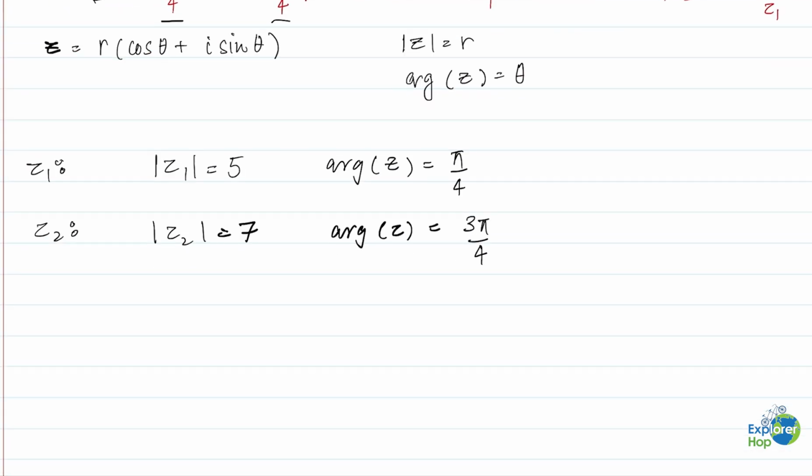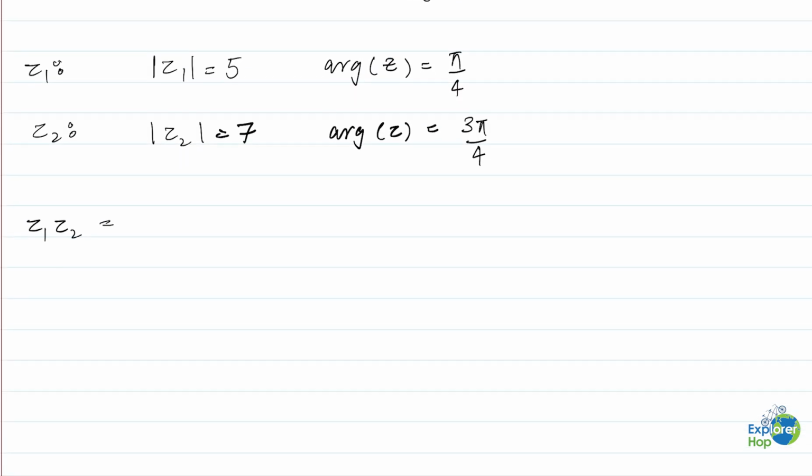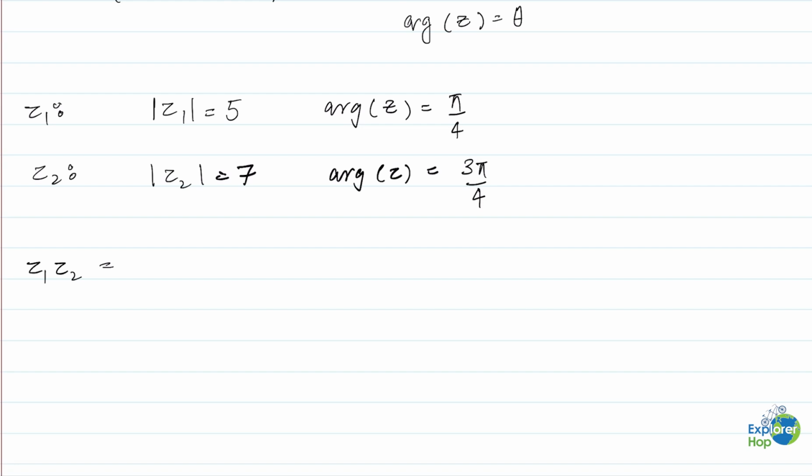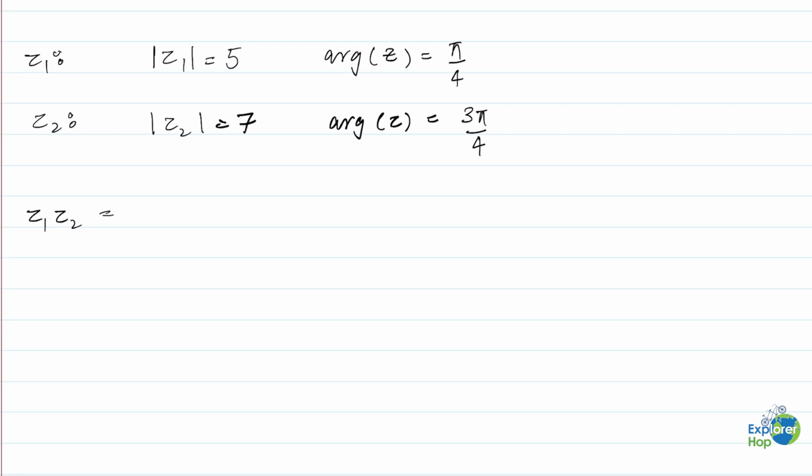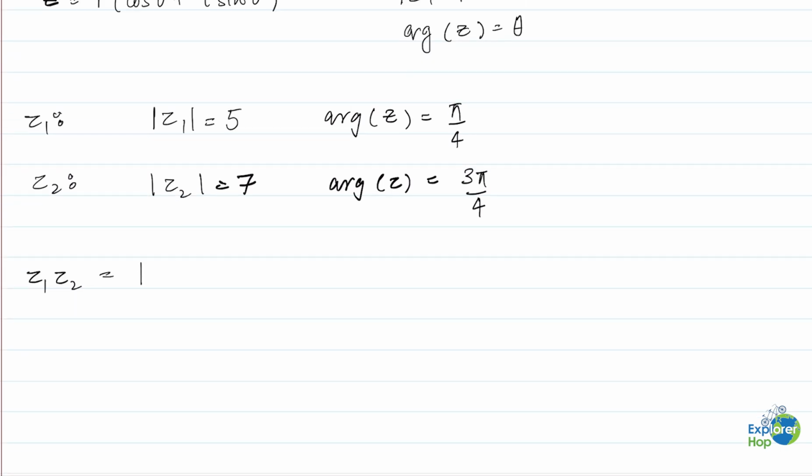Now, first we're supposed to multiply both complex numbers together. Whenever two complex numbers are multiplied, the resultant has the modulus, which is basically the product of the moduli of the original two complex numbers. So in this case, it would be the modulus of z1, which is 5, multiplied by the modulus of z2, which is 7.